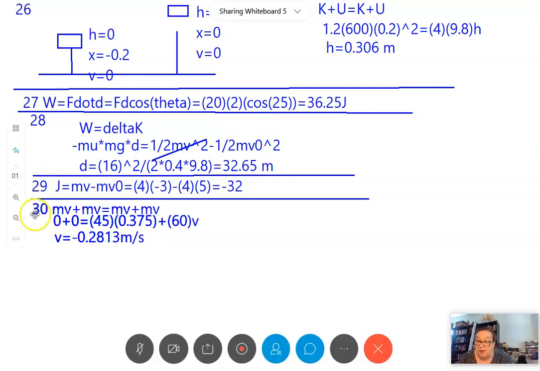So again, no negative there in the answer because it's not asking you for the velocity, it's only asking you for the speed.